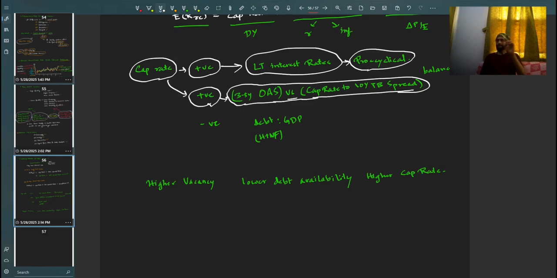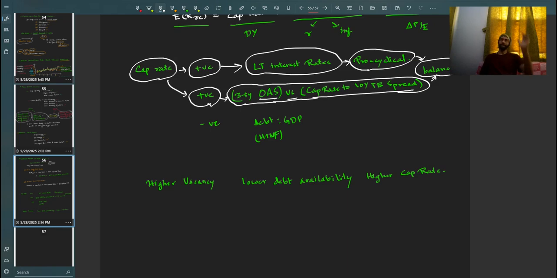And this option adjusted spread tends to be counter cyclical, which means the spread goes down during good times and during bad times it goes up. Now this balances the pro-cyclicality of the cap rate, right? These two factors balance each other.